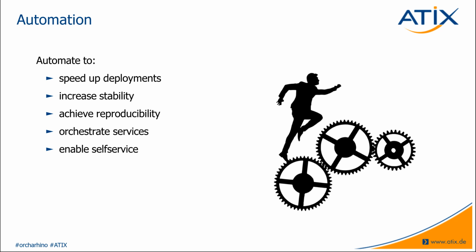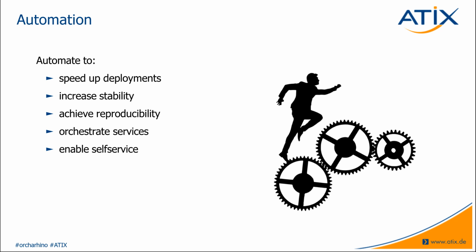So automation doesn't only speed up deployments, but it also increases stability. And in addition to that, you achieve reproducibility because every step which has to be performed is hard-coded and will be repeated in the same way. With automation, you can also orchestrate the services. So when your server has been deployed, you can configure everything so that all servers are running as you require them. It means everything has run through, and your server is ready to be used.